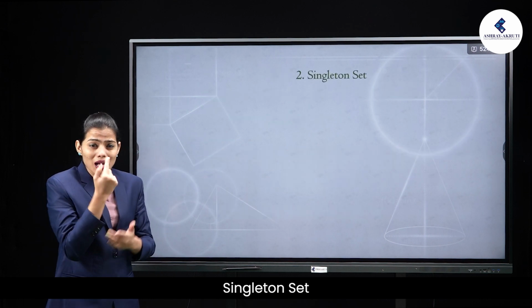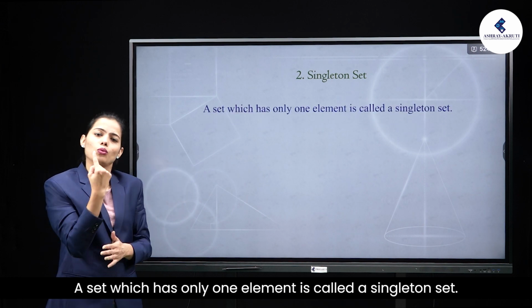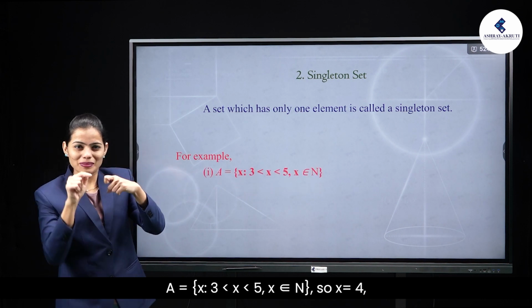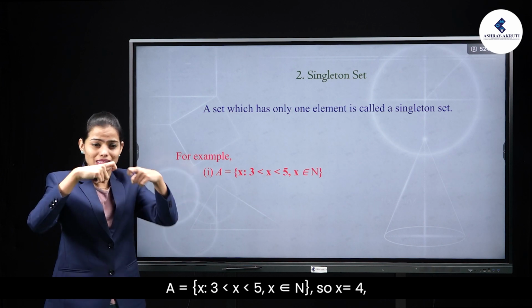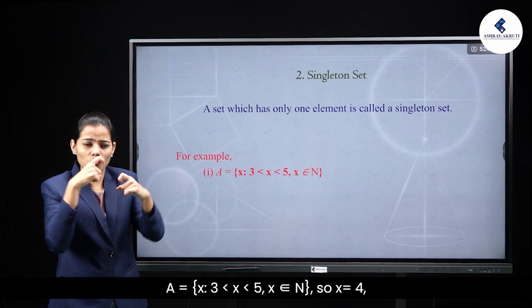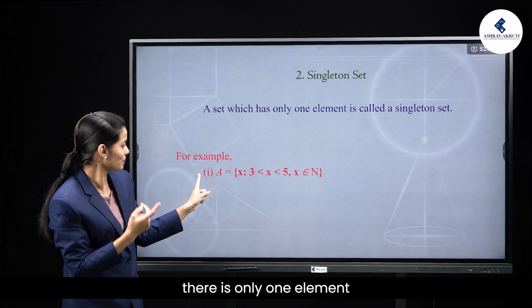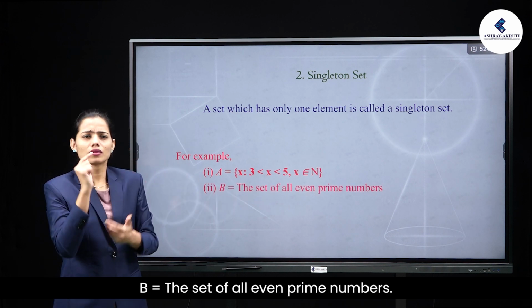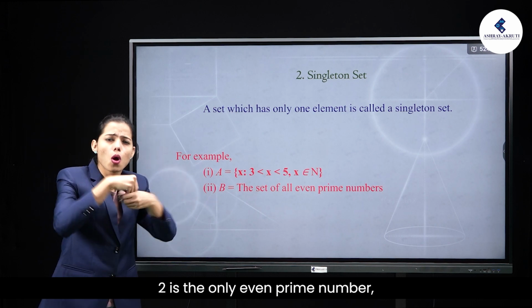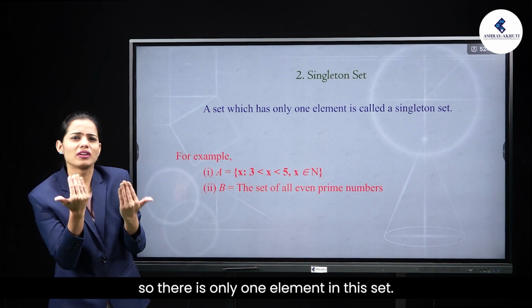Singleton set. A set which has only one element is called a singleton set. For example, A = {x : 3 < x < 5, x belongs to N}, so x is equal to 4, there is only one element. B is the set of all even prime numbers. 2 is the only even prime number, so there is only one element in this set.